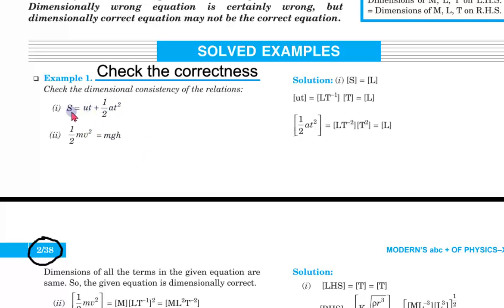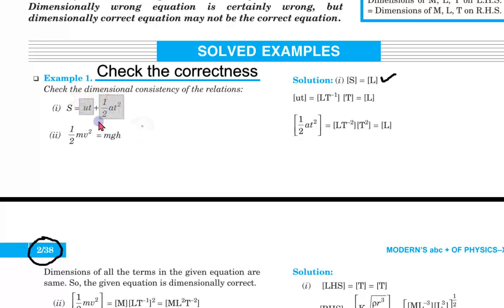So since S is displacement, its unit will be meter. Meter, in dimensions, is L. So the left hand side will be L, and I'll check whether the right hand side is also L. If it is L, this formula is dimensionally correct. Let me split into two parts because I have a plus sign there.